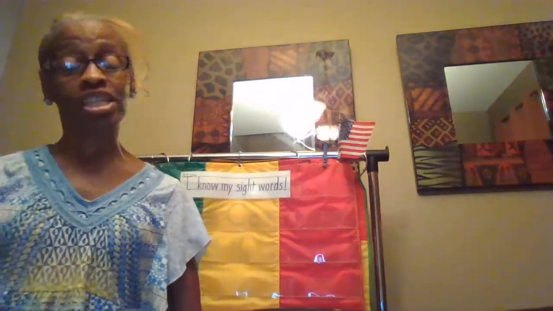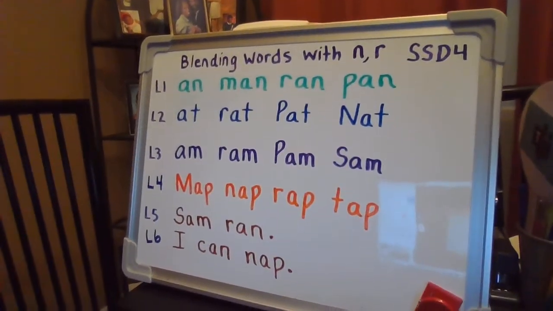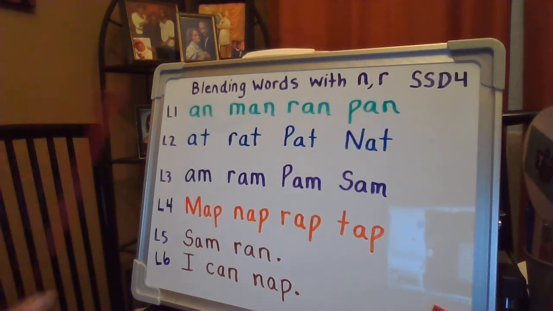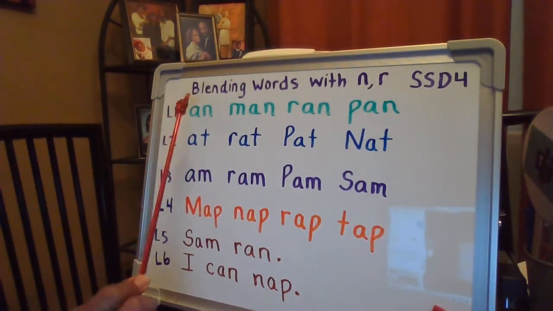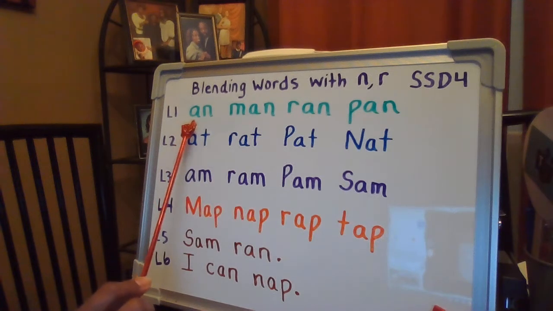I am going to turn my screen around and we're going to blend some words. Okay, let's see if you can see all those words. All right, boys and girls. Let's look at line number 1. We're blending words with the N and the R. Okay? So, remember when we talked about onsets and rhymes. So notice, do you have an onset? No, only your rhyme.